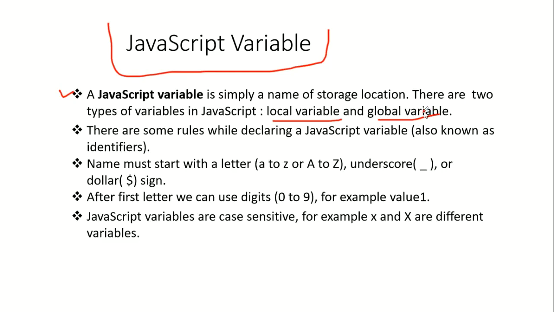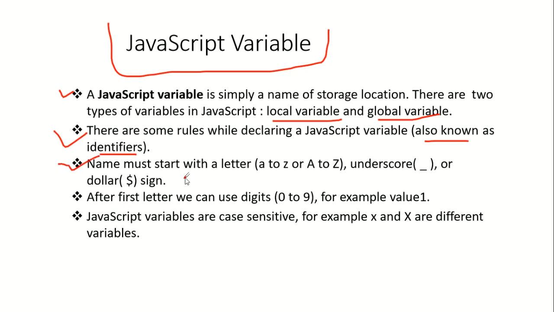Here also we will have this concept. It is a storage location. The variable is a name given for the storage location. Okay. Then there are some rules while declaring a JavaScript variable. We also call these identifiers. Very simple rules apply here.